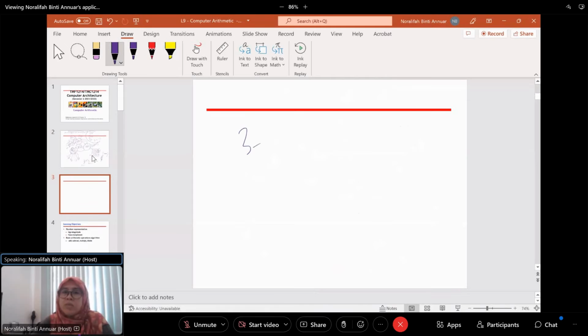If 3 plus 2, you know the answer, right? But how does the computer do it? How does the computer test this value? This is what you learned last week. You will learn about 2's complement. So they will do this operation, which is step 1, step 2.